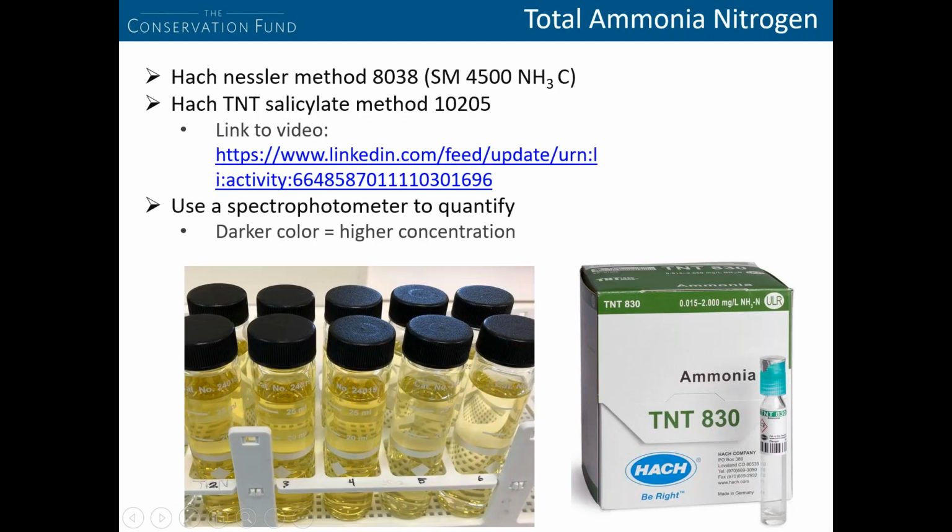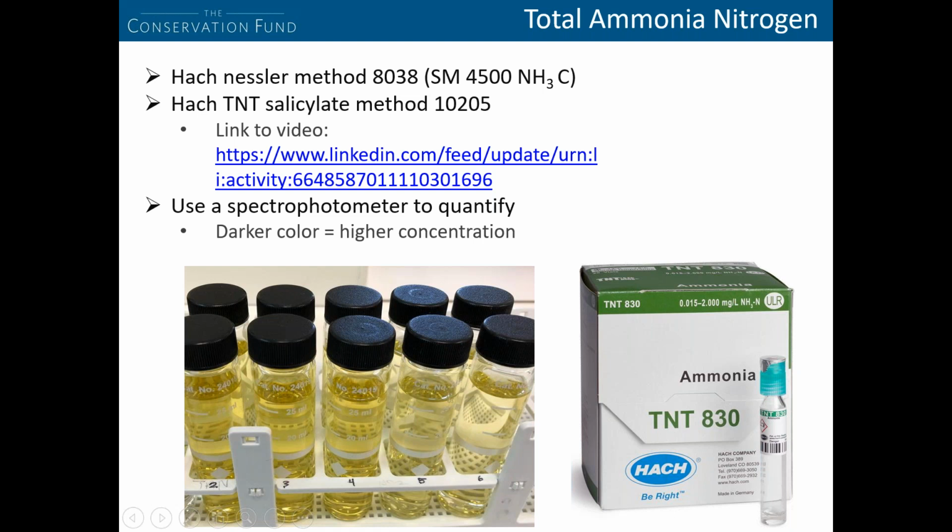So I'm going to review two different methods for total ammonium nitrogen, or TAN, analysis. The first is the Hach Nessler method 8038, which is adapted from standard methods 4500-NH3-C. In this method, the mineral stabilizer complexes hardness in the sample, and then polyvinyl alcohol aids in color formation in reaction of Nessler reagent with ammonia. And then a yellow color is formed, which is proportional to the ammonia concentration. And you can see this in the sample vials in the lower left corner of the screen.